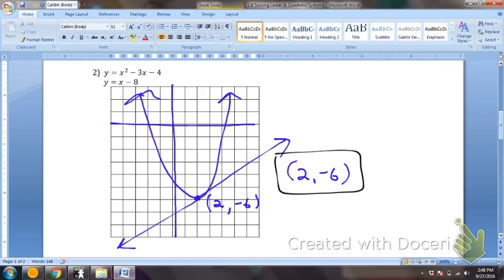Questions about that? Darius? This is not on AccuPlacer. No. Factoring is on AccuPlacer. That's why we practice. Okay, let's do example 3.